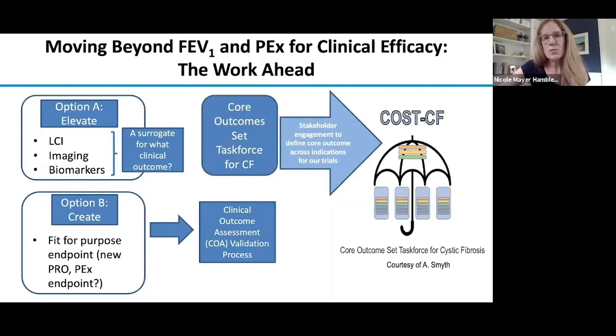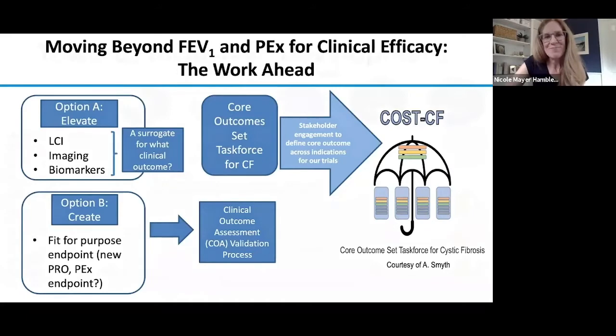So I want to recognize the group of our colleagues in the UK on the Core Outcome Set Task Force for CF. Their efforts are really to have stakeholder engagement to define core outcomes across indications for our trials and ensure the collection and the publication of these outcome measures consistently. This is key to our strategy to ensure that we have a foundation that we can do meta-analyses across our studies and really elevate and create and validate these endpoint measures moving forward as we redefine the disease for this new study.